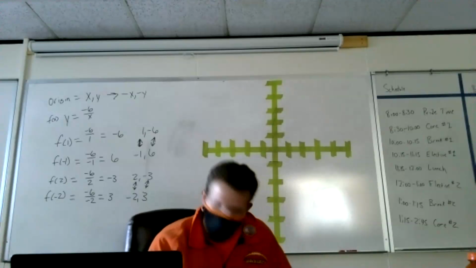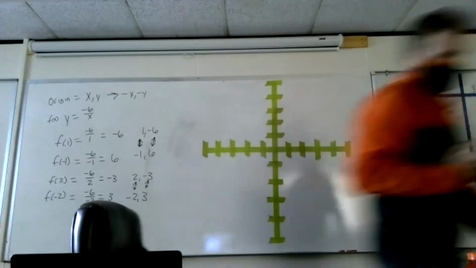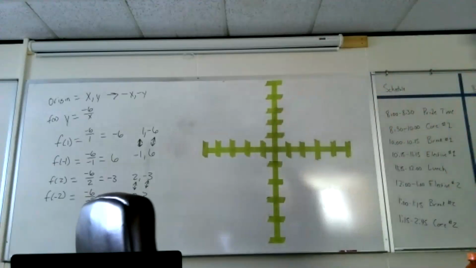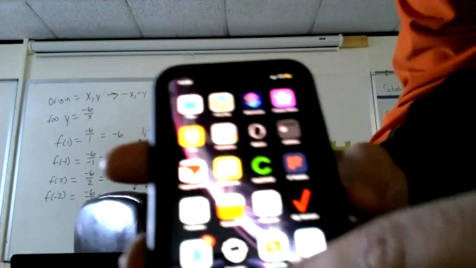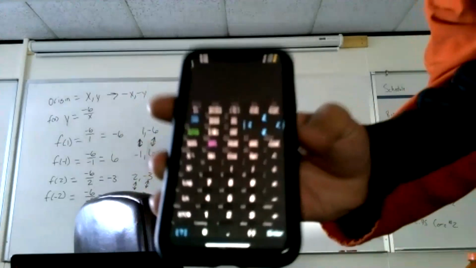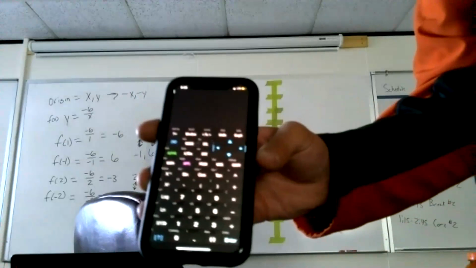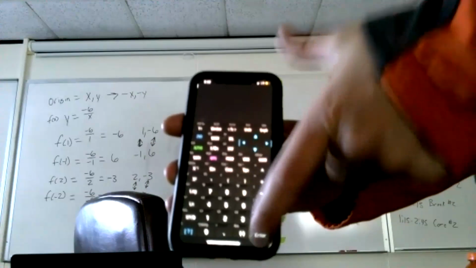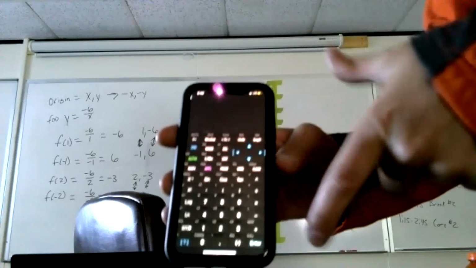I don't know how I'm going to do this. If you look at my phone, you can see this little application here, Calculator X. When you open it up, what? Is that better?